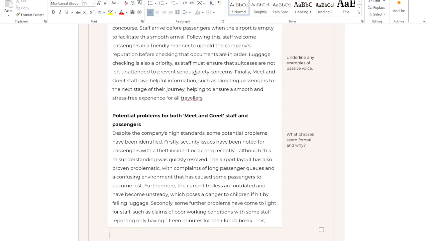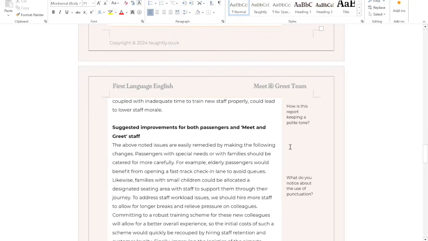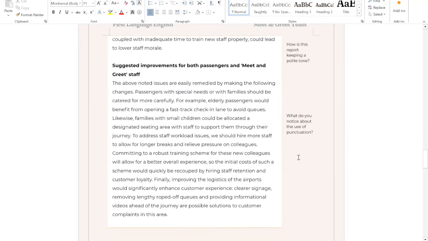Secondly, some further problems have come to light for staff, such as claims of poor working conditions, with some staff reporting only having 15 minutes for their lunch break. This, coupled with inadequate time to train new staff properly, could lead to lower staff morale.